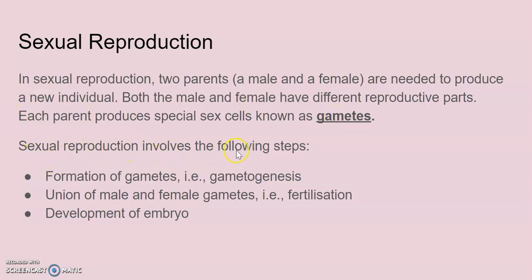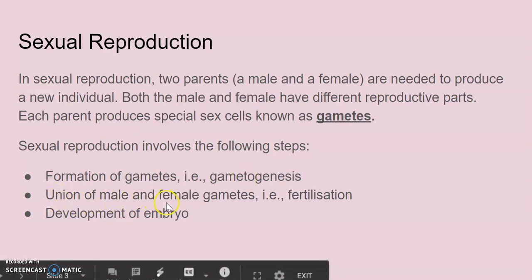Sexual reproduction involves the following steps. First, formation of gametes, which is known as gametogenesis, means अब क्या होता है जब भी एक male या फिर female reproductive stage पे पहुंचता है, तो उसकी body जो होती है वो sex cells produce करना start कर देती है, और इनको हम बोलते हैं gametogenesis. Union of male and female gametes. अब फिर क्या होता है?